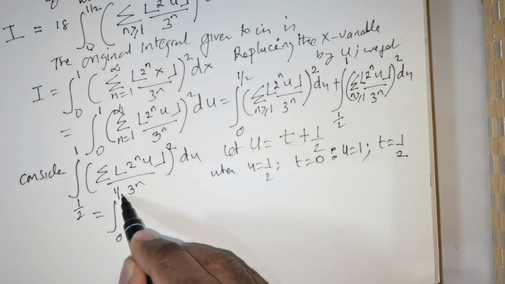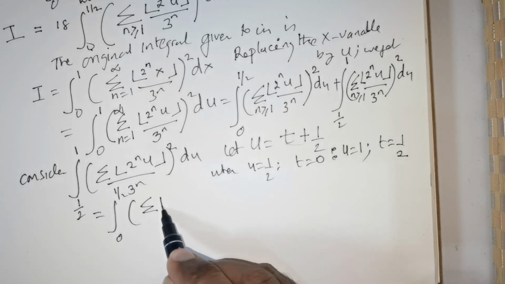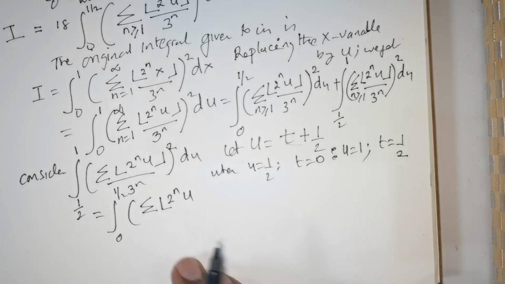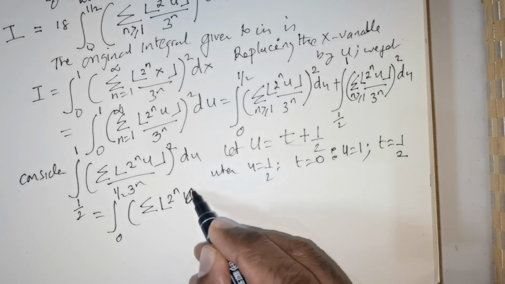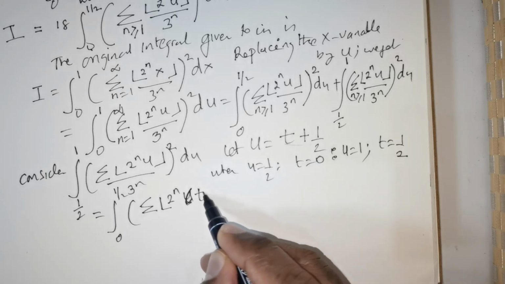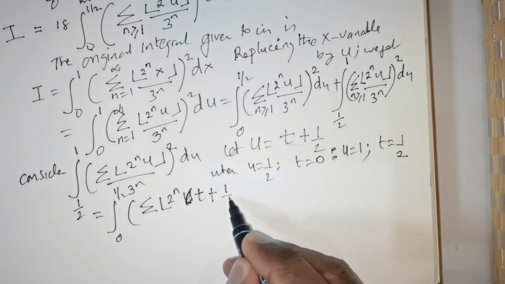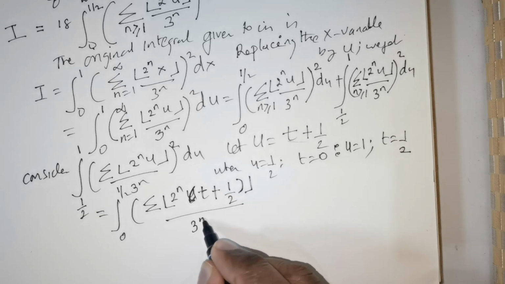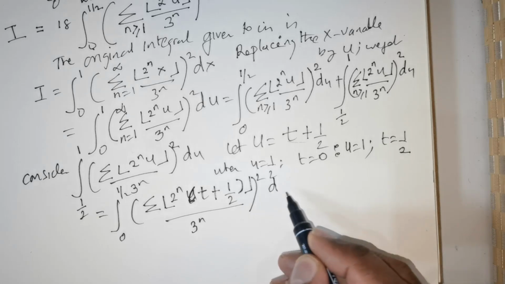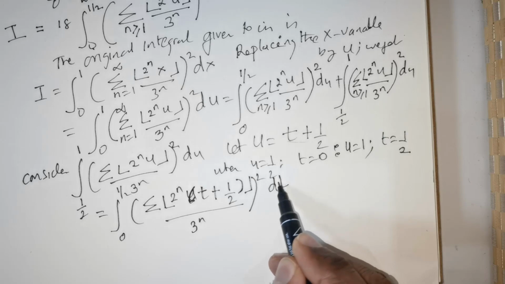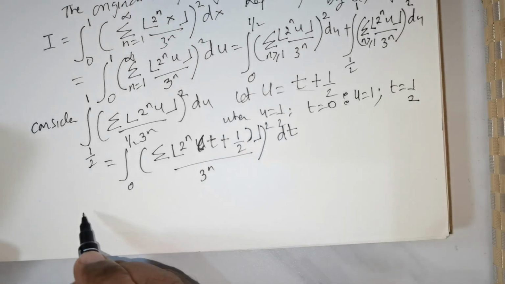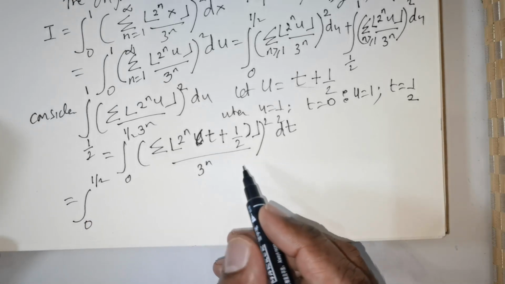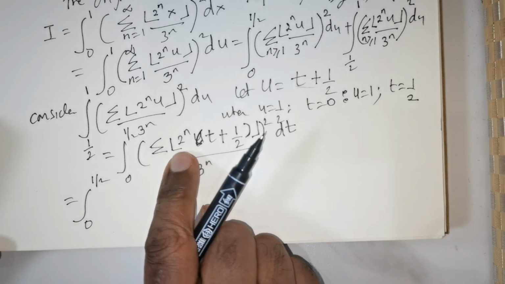So this is going to be the integral from 0 to 1 over 2 of the sum of floor of 2 raised to the power of n times u. Now this is not going to be u, because in place of u I would have to substitute t plus 1 over 2. So let me substitute t plus 1 over 2, parenthesis, the floor, divided by 3 raised to the power of n, raised to the power of 2, and in place of du this is going to be dt. So this is rewritten as the integral from 0 to 1 over 2. Now this is a parenthesis, so you distribute 2 raised to the power of n.